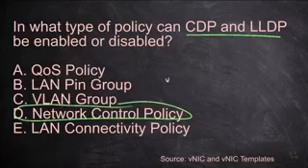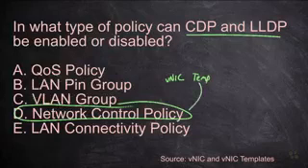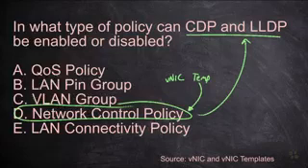We saw as part of a VNIC configuration, or a VNIC template, by the way, either way, that we're able to specify a network control policy. And the network control policy is where we add CDP and LLDP configuration. All of the other policies listed here are doing other roles within UCS. And that wraps up this quiz.